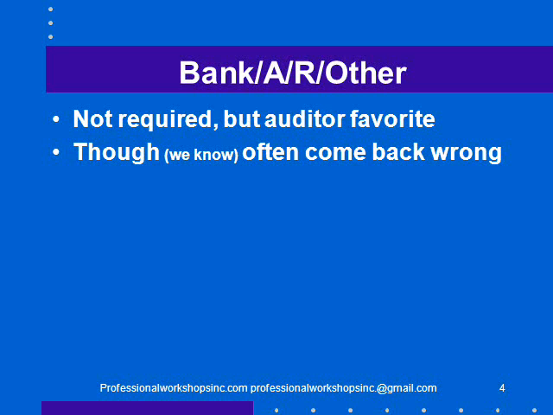Now, bank, accounts receivable, and other confirmations are not required by standards. They're an auditor favorite. We love to send them out. We know they often come back wrong. We know that bank confirmations often come back with incorrect information. But in the face of that, we continue to send them.